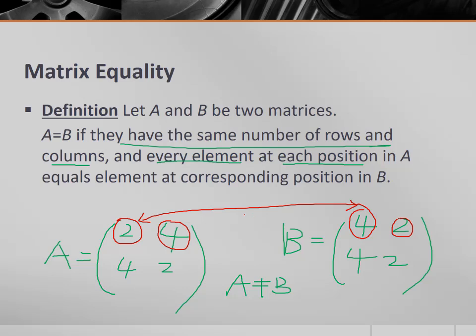So if A equals B, that means this 4 will change to 2 and the 2 will change to 4. Then A will be equal to B. So that's the matrix equality. Let's stop today.